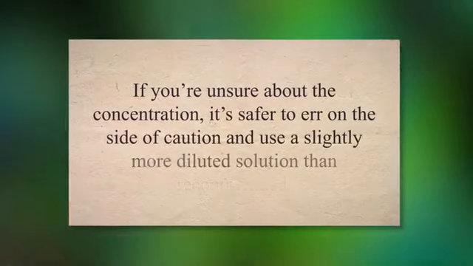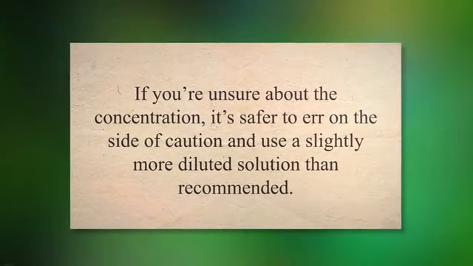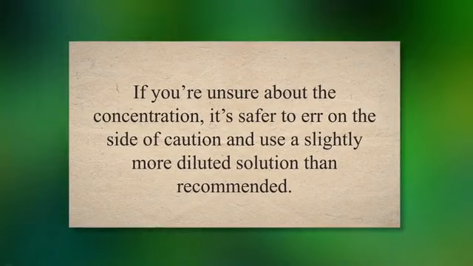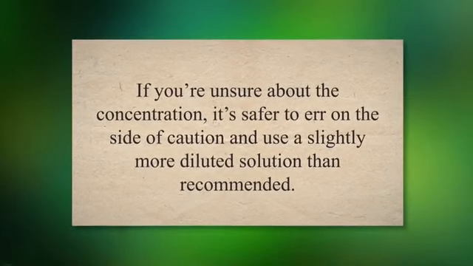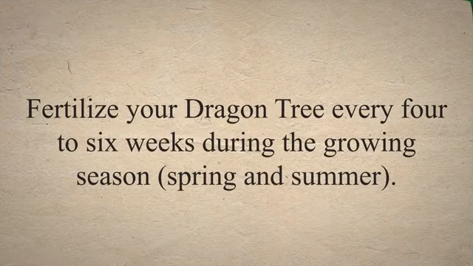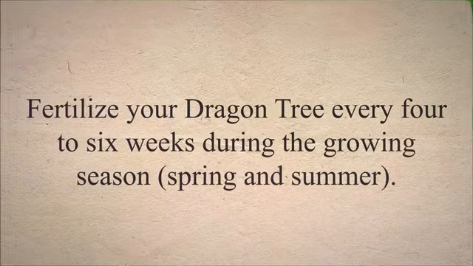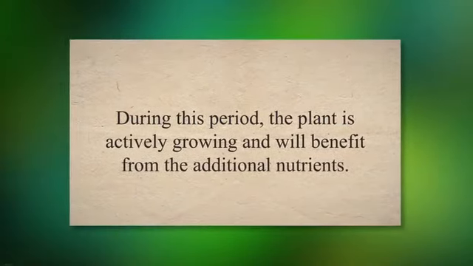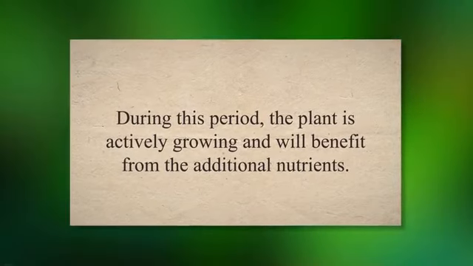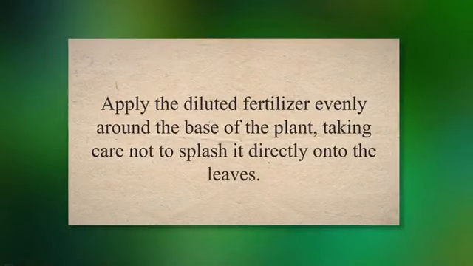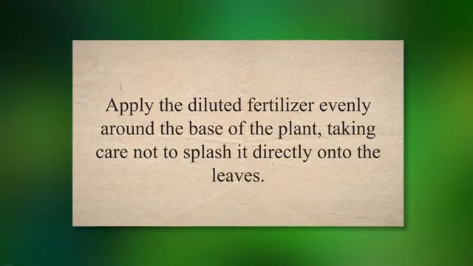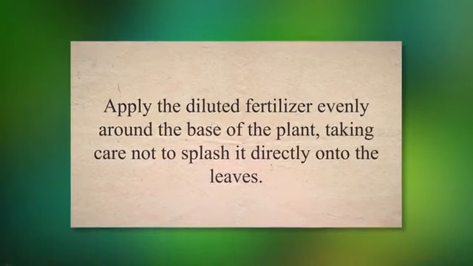If you're unsure about the concentration, it's safer to err on the side of caution and use a slightly more diluted solution than recommended. Fertilize your dragon tree every 4 to 6 weeks during the growing season, spring and summer. During this period, the plant is actively growing and will benefit from the additional nutrients. Apply the diluted fertilizer evenly around the base of the plant, taking care not to splash it directly onto the leaves.